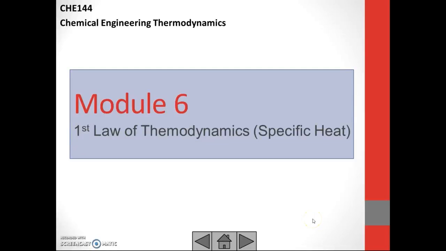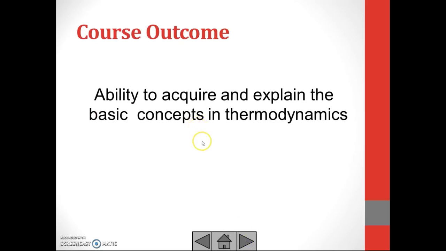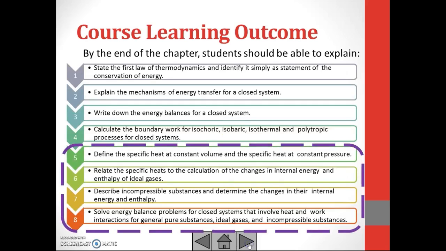Okay, Module 6 is about the first law of thermodynamics, but we will cover the specific heat. The course outcome is the ability to acquire and explain the basic concepts in thermodynamics. By the end of this chapter, students should be able to define the specific heat at constant volume and specific heat at constant pressure.